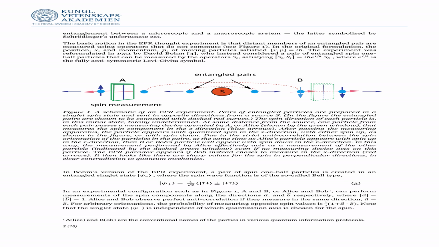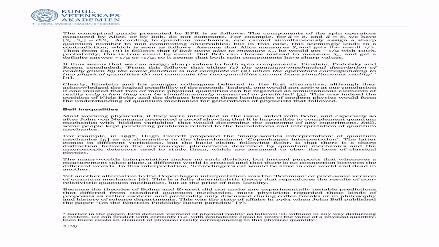[1] Alice and Bob are the conventional names of the parties in various quantum information protocols. The conceptual puzzle presented by EPR is as follows. The components of the spin operators, measured by Alice or by Bob, do not commute. For example, for a = z and b = x, we have [S_z, S_x] = iħ S_y.